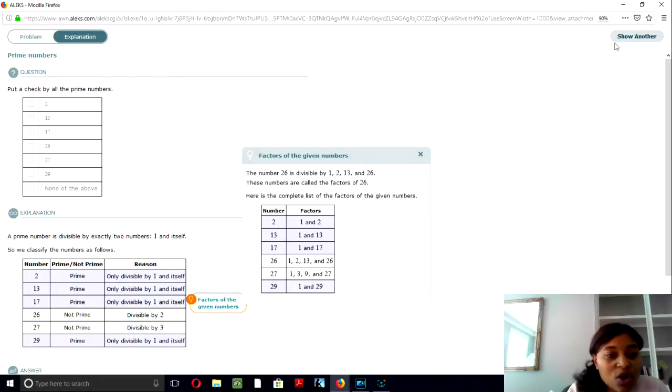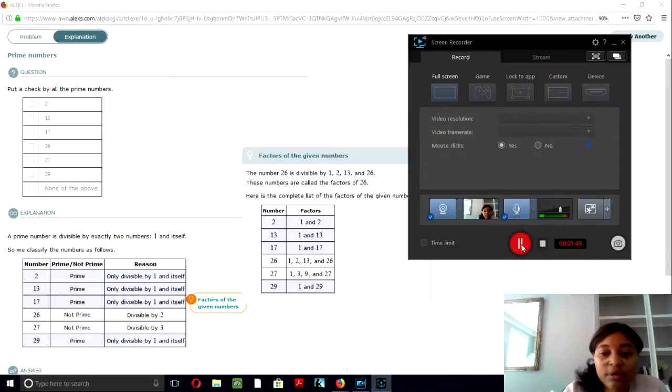29 is a prime number, but 27 is not a prime number because there are 4 different numbers that will go into 27. We have 1, 3, 9, and 27 that would go into 27, and you can see that here. So we have 1, 3, 9, and 27 that will go into 27, which will make this number not a prime number. Okay, so let's move along to the next problem.